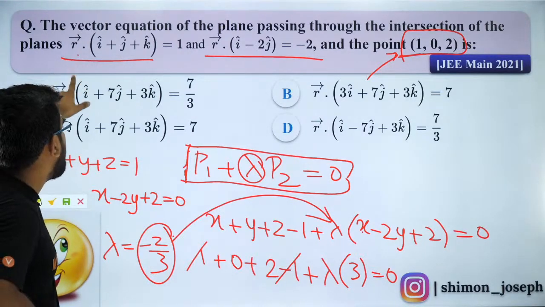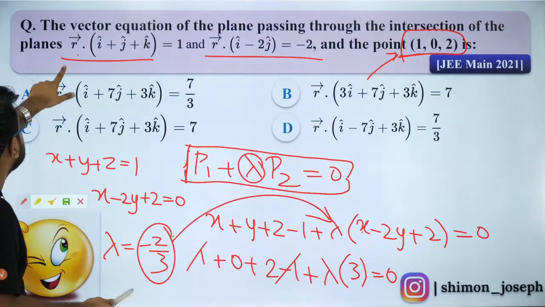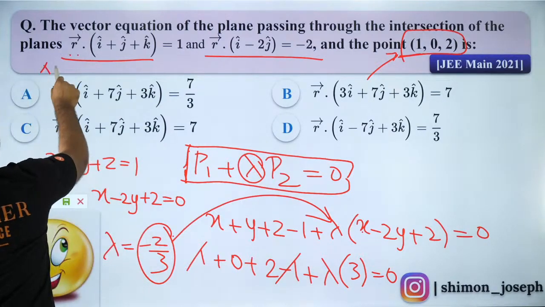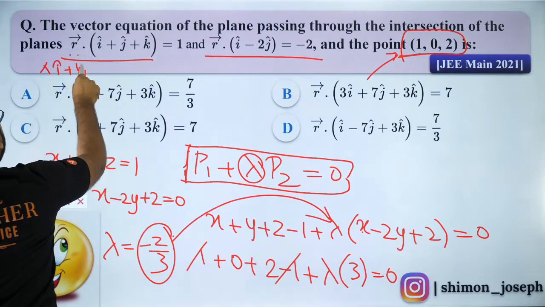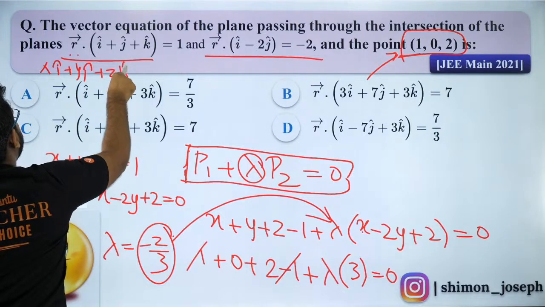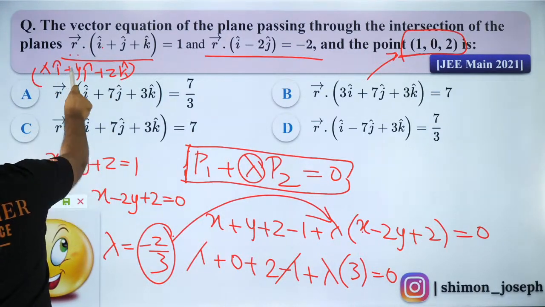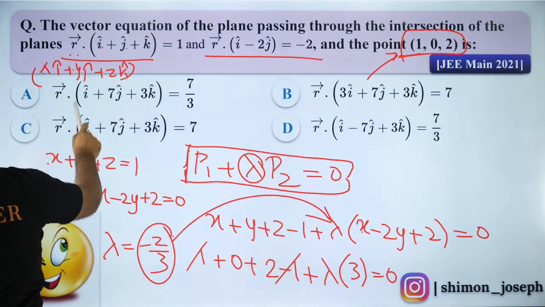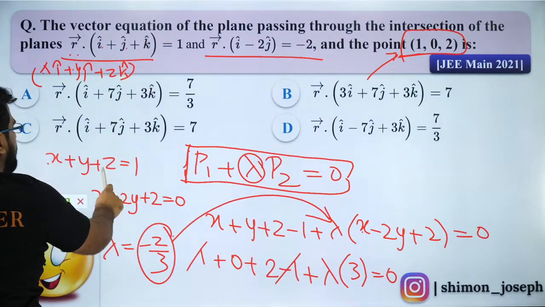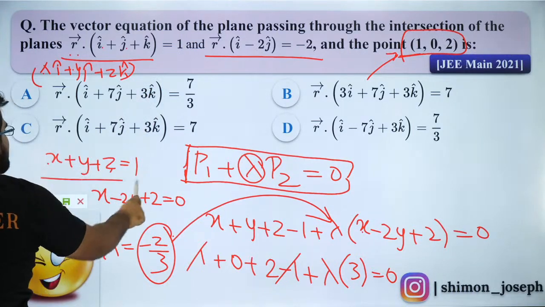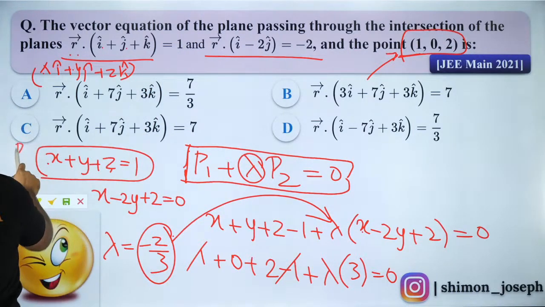So P1 I found out in Cartesian form, because what is r? r is xi cap plus yj cap plus zk cap. r is any random point on the plane. So xi cap into i cap will be x, yj cap into j cap will be y, zk cap into k cap will be z, equal to 1. So this is my plane P1.